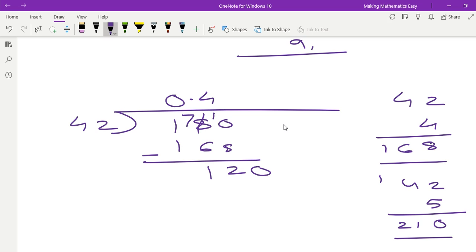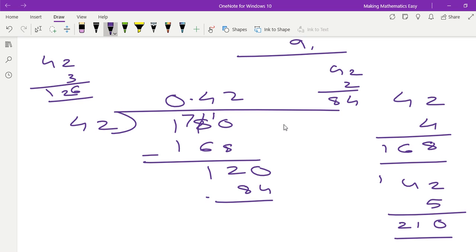Now we need to find out what is 42 into 3. So 3 2s are 6, 4 3s are 12. So this is 126. So this is on a higher side. So we need to find out what is 42 into 2. 2 2s are 4, 4 2s are 8. So we need to take 2, which will be 84.